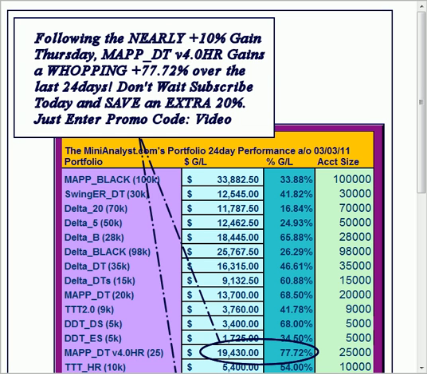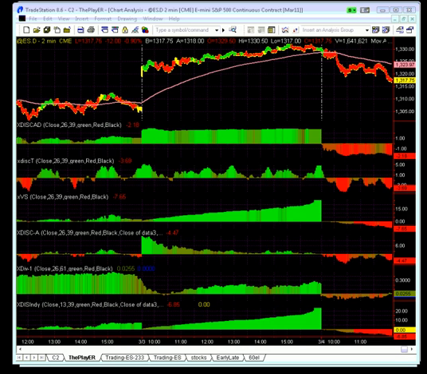The first thing we're looking at here is a chart of the market. Actually, what we're looking at is a whopping 80% return in the last 24 days on the venerable, arguably venerable, not quite as venerable as a MAPDT original version, but the fourth iteration, the high risk, high return, 78% return over the last 24 days. More on that in a second. But right now we're looking at a chart of the market.